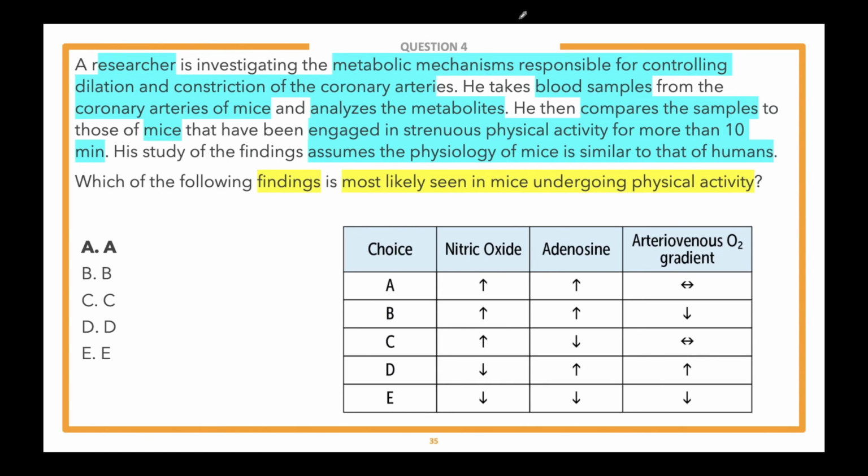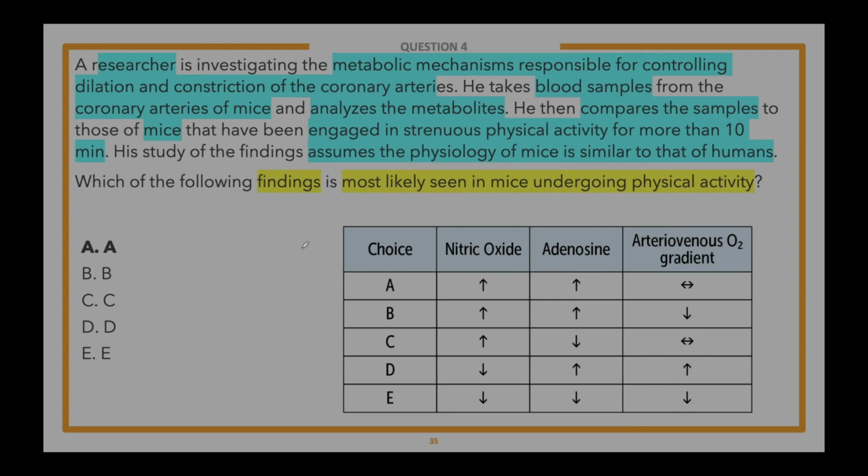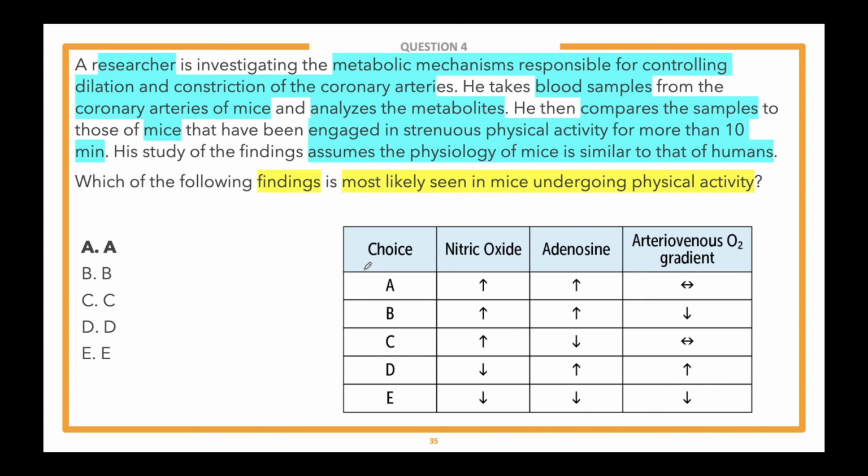If you take a look at the next slide, you can see that these are some of the factors that go into vasodilation or regulation of perfusion of the heart, in this case, the coronary arteries. You can see there one of those metabolites is NO, or nitric oxide. So let's go back to our question. We just said that adenosine and nitric oxide are two important vasodilatory metabolites that can lead to coronary artery vasodilation in the setting of exercise.